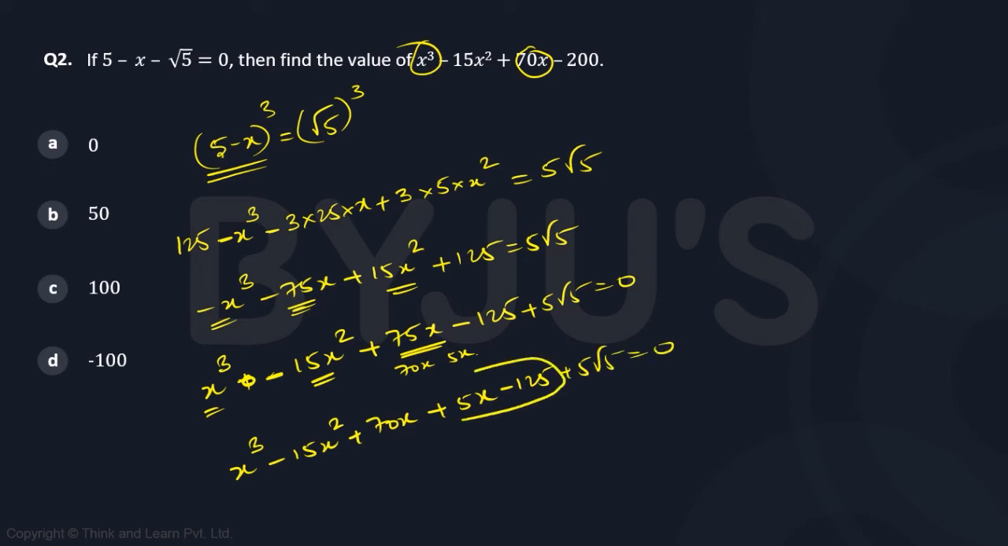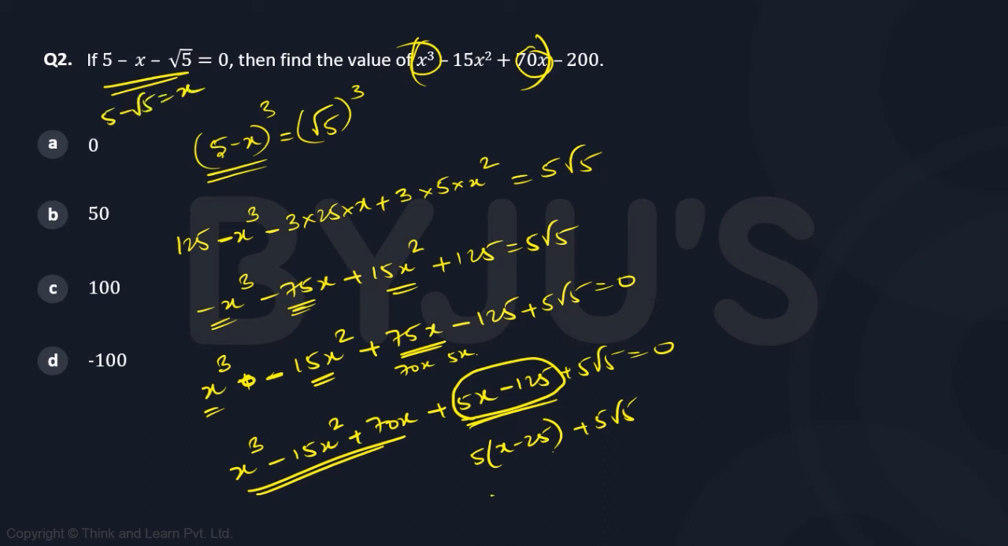Now here we need to simplify this. Take 5 common. So this you keep it aside. We already got what we need. So this part is already there with us. So we just need to simplify this. So take 5 common. This becomes x minus 25 plus 5 root 5. Now what is x? Remember, from here you get 5 minus root 5 is your x. So replace it. 5 into x is 5 minus root 5 minus 25 plus 5 root 5.